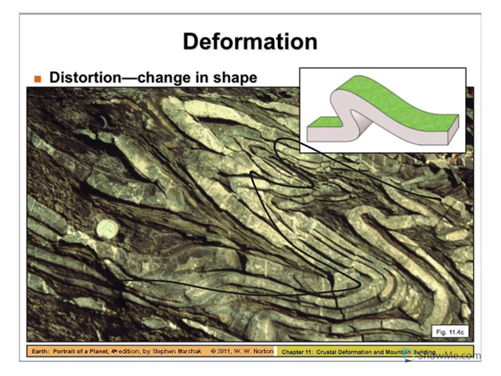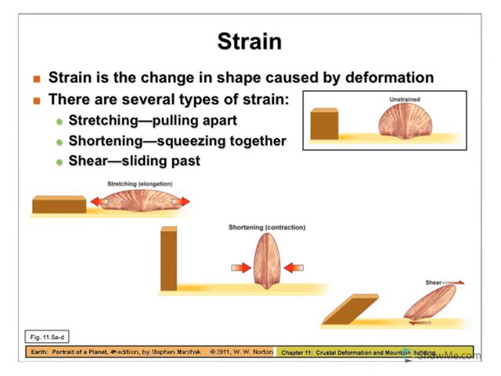Now most of the time in our mountain belts we're actually going to see all three things happening. It's because our rocks are undergoing strain. So strain is a change in shape due to the deformation. Here are some great examples. There are three different types of strain. Let's say we start out here with a block, a cube, or a fossil, a shell. What happens when our objects undergo stretching, shortening, and shear?